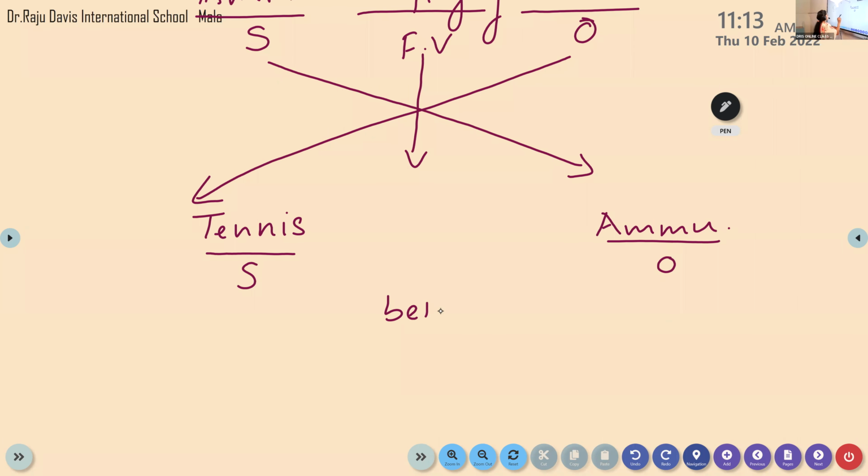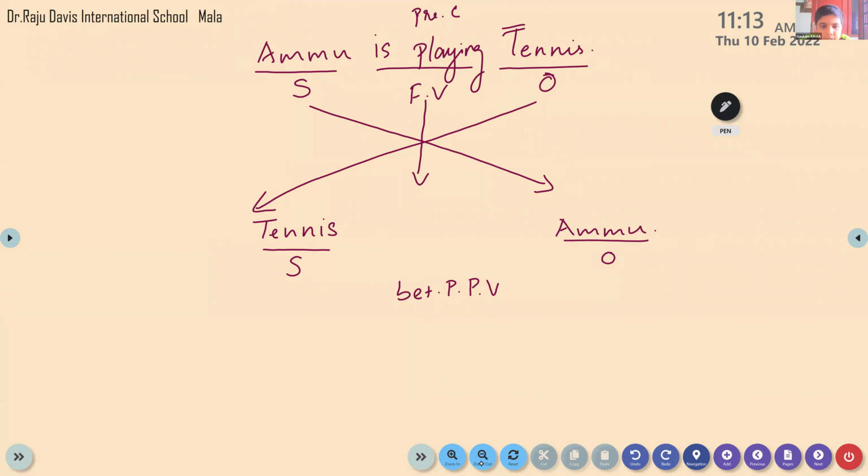Okay, be plus past participle form. So what is your plan? How will you change this? The finite verb is playing, so it should be is being played. Very good. Is being played, the continuous form. Okay, is it complete now? No, ma'am. We should use a preposition before the object. So we have to use the preposition by before the object of the passive voice. So the answer is: Tennis is being played by Ammu.